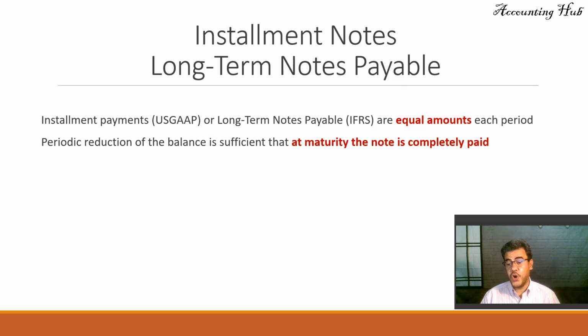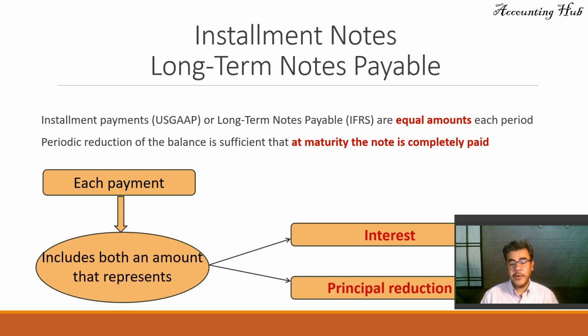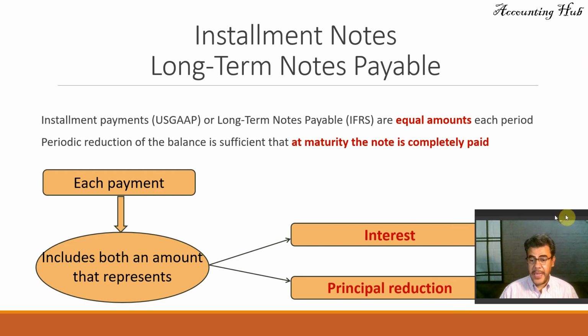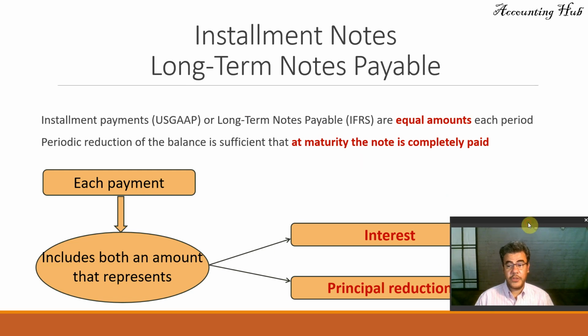So we have no other payment at the end of our installment note or our long-term notes payable. And each payment includes both interest and principal reduction. So when we pay it, we are paying interest and we are paying the principal reduction as well. So how does it work?